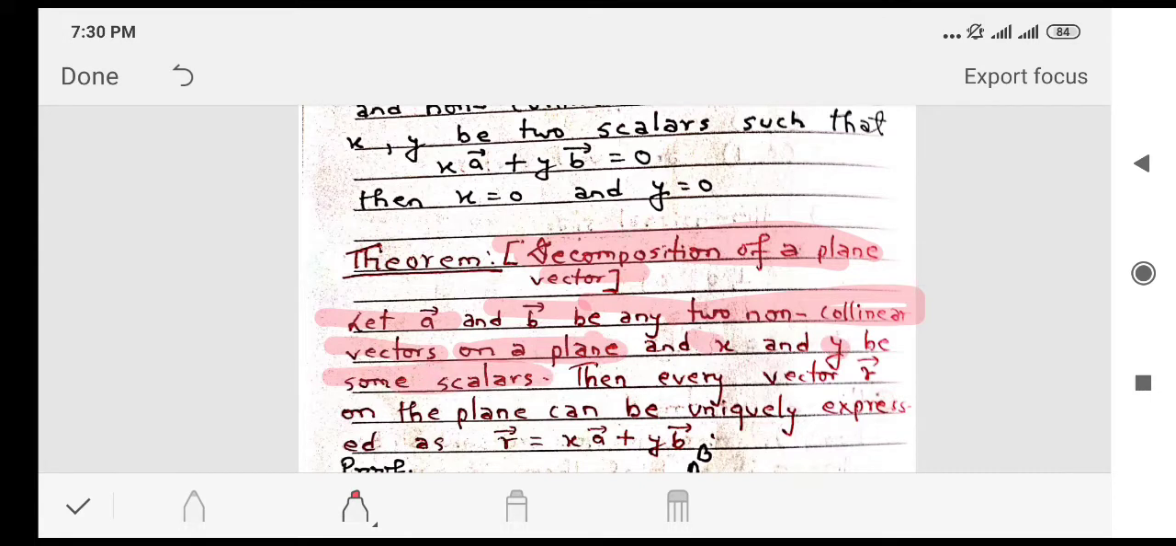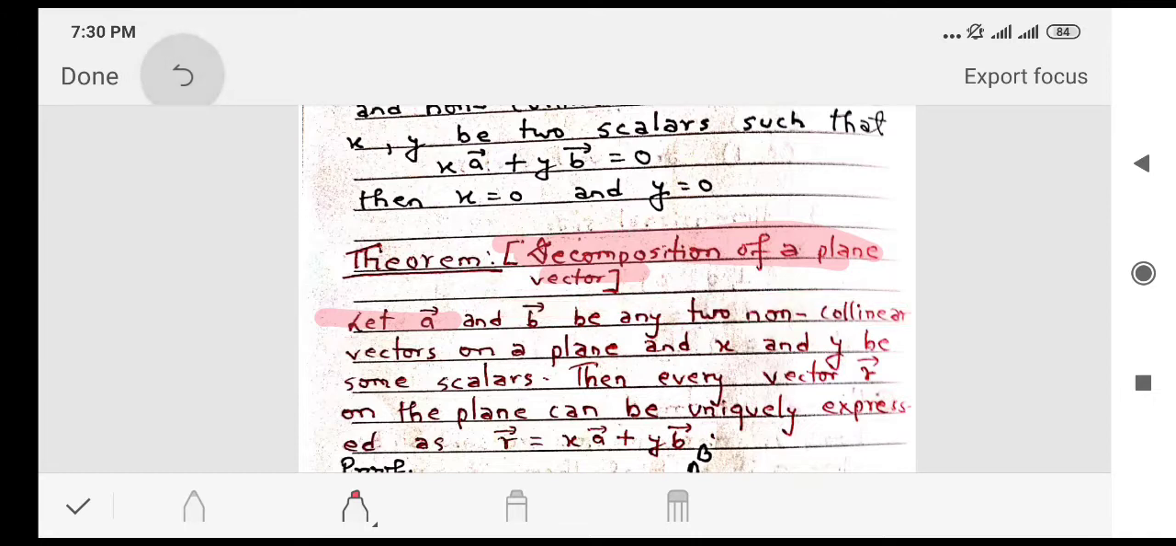Okay, x and y are some scalars. Then every vector R on the plane can be uniquely expressed as vector R is equal to x times vector A plus y times vector B. Okay, so it is the statement of this theorem.